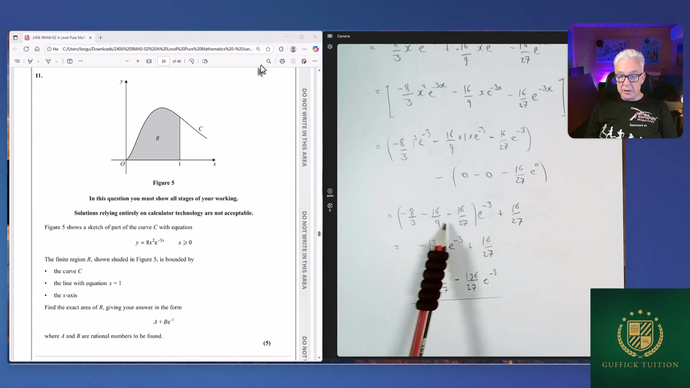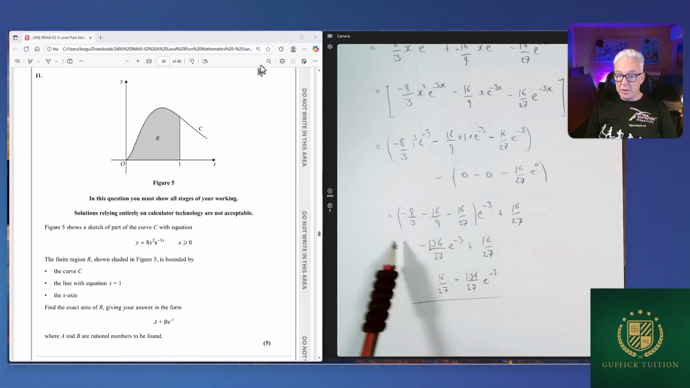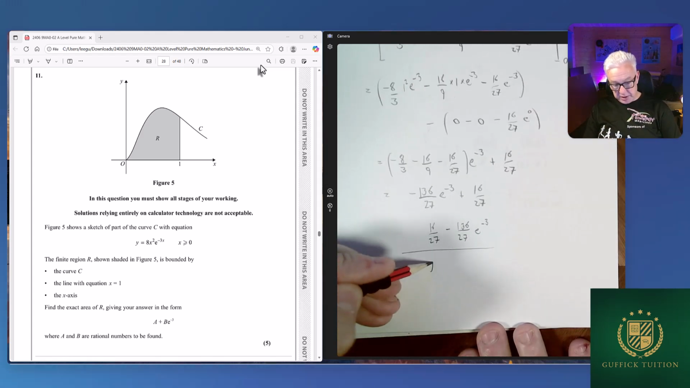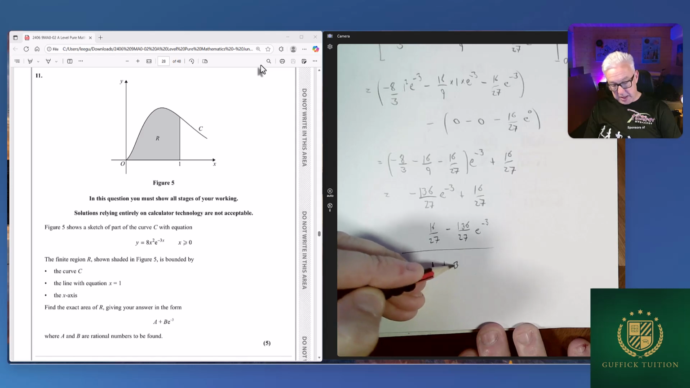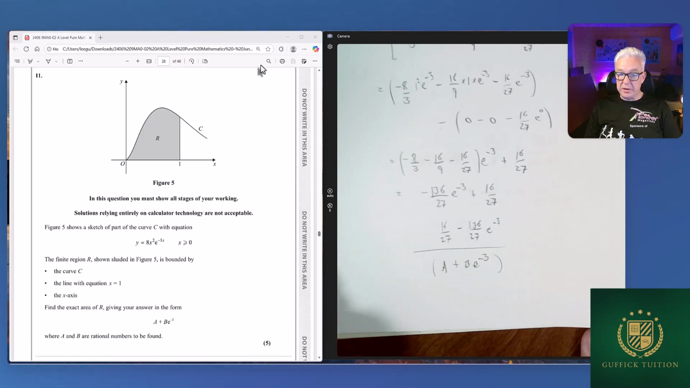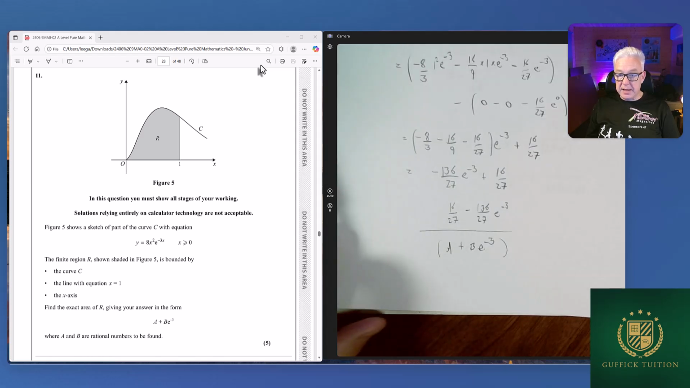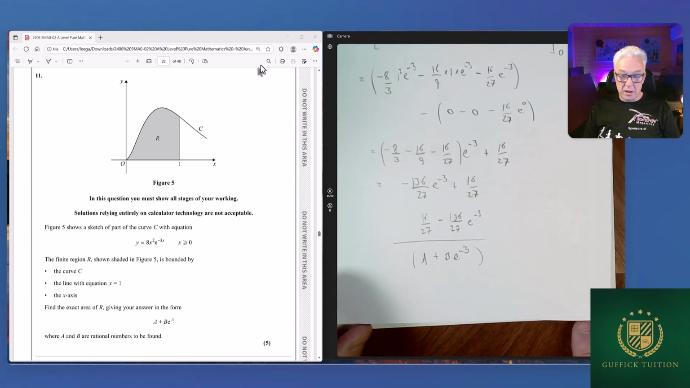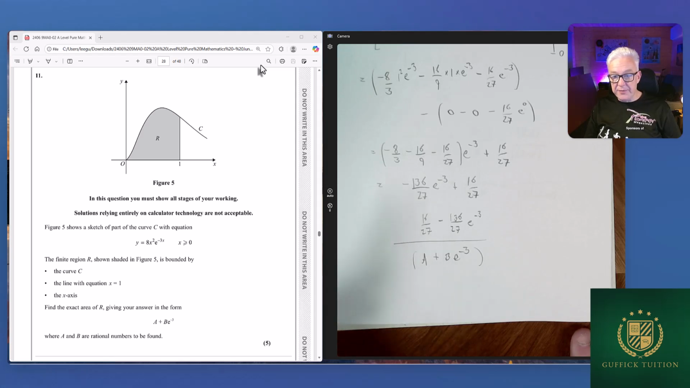And then when we put those fractions into our calculator and work them out, it turns out to be minus 136 over 27. So therefore, writing our answer in the required form, a plus b e to the minus 3, so it wants it in the form a plus b e to the minus 3. So I've just changed the order in which I've written the elements, and our a is 16 over 27, and our b is minus 136 over 27 e to the minus 3. And that is our final correct answer.